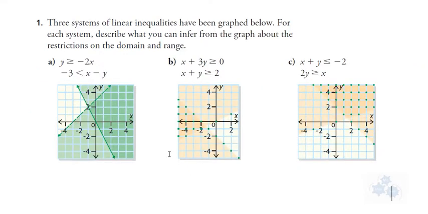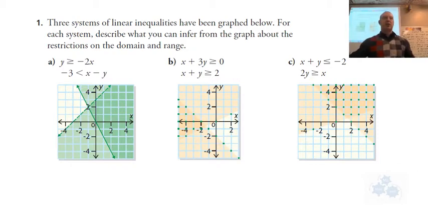Okay, so here's question number 1, 6.2. And again, it's just exploring systems. So right now, what this question is asking us to do is, for each system, describe what you can infer from the graph about the restrictions on the domain and range. So this is not a matching, they're just asking you about the systems themselves. So let's just make sure that this equation matches with this system, because that's important to know. I thought this could have been a matching question as well, but it doesn't look like it is.